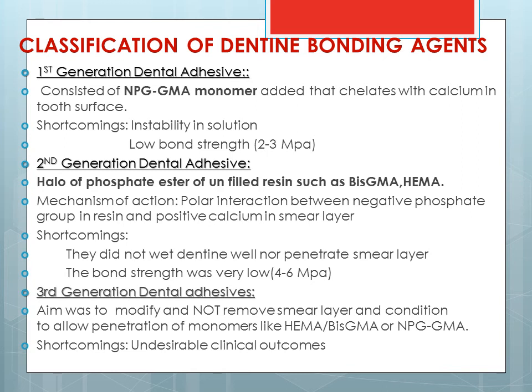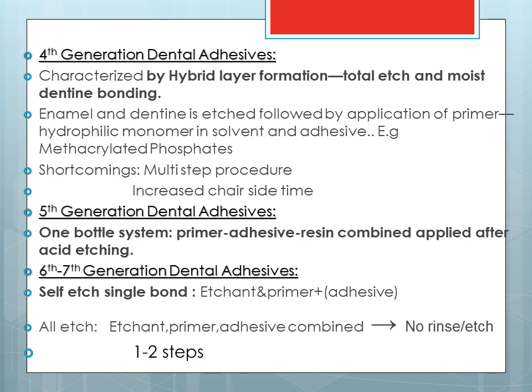Then the third generation dental adhesives. Now, in this, the principle was to modify and not remove the smear layer. In the previous two, we were trying to remove the smear layer. Now, the aim of the third generation dental adhesive was to modify the smear layer and condition it to allow penetration of monomers like HEMA, BIS-GMA, or NPG-GMA. So what we did, we modified the smear layer to make it more receptive, conditioned it so that penetration of adhesives can take place. However, the shortcomings were that the clinical outcomes were not up to the mark, so they were also discontinued.